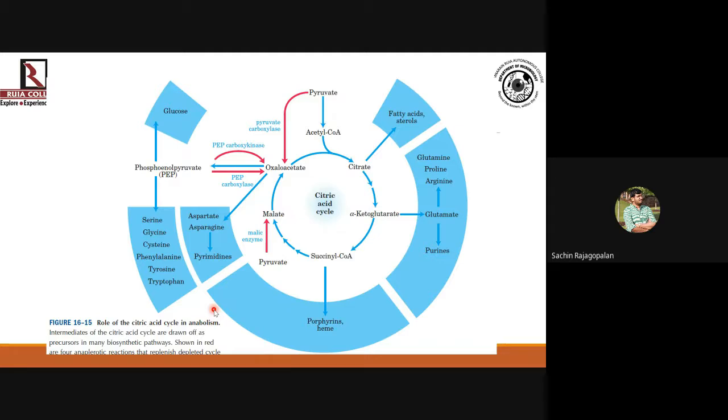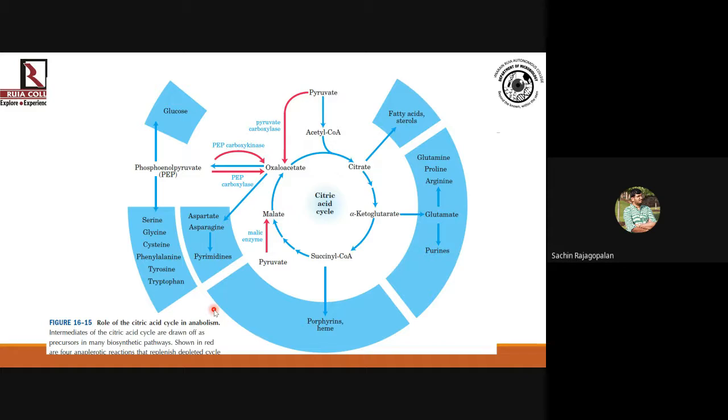So can you see TCA has such a huge importance even in terms of biosynthetic reactions, in terms of biosynthesis or anabolism. And that's the reason why it is very apt to call both glycolysis as well as TCA amphibolic pathways. Many a times, people think that it's only the Krebs cycle which is amphibolic, which is not true. Glycolysis is also an amphibolic process.